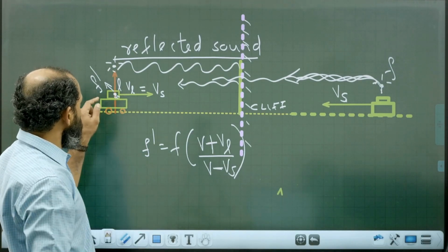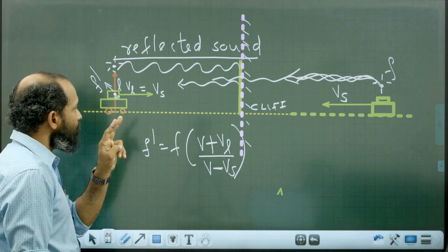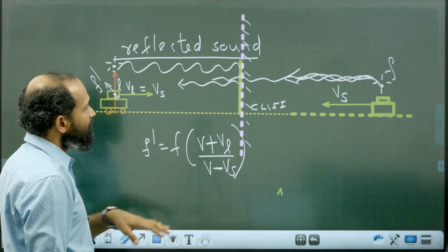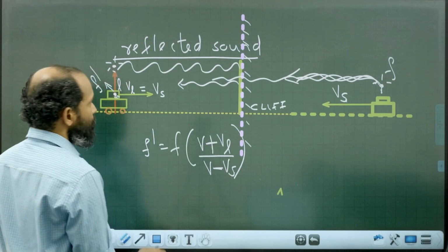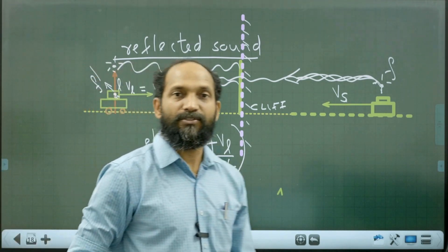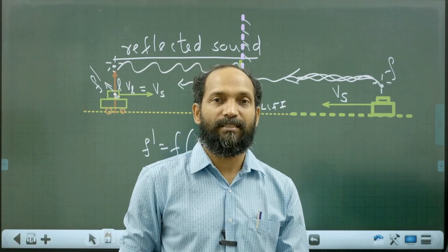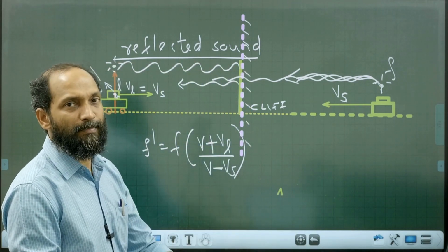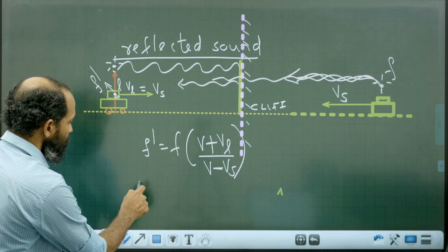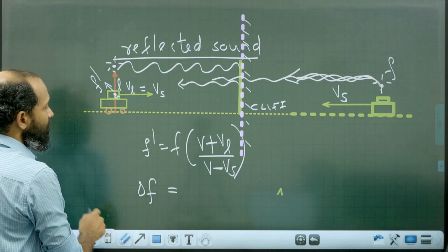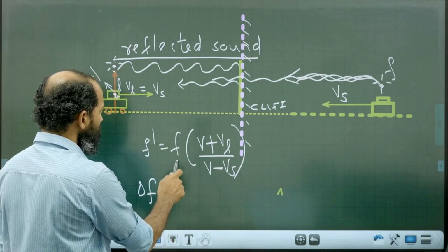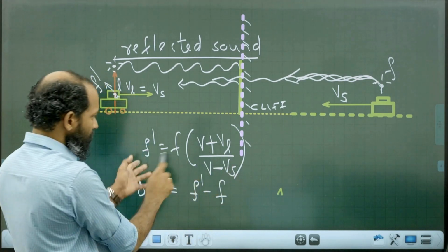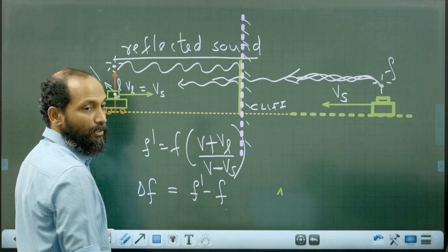Okay. Now this driver can listen to two frequencies: one the original frequency, the other the frequency due to the reflected effect. If the frequency difference is not much larger, he may hear a number of beats also. In most frequent papers we used to see such questions. So what is delta F heard by the listener? The original frequency is F, the heard frequency is F dash. So you can subtract these two and get that answer.